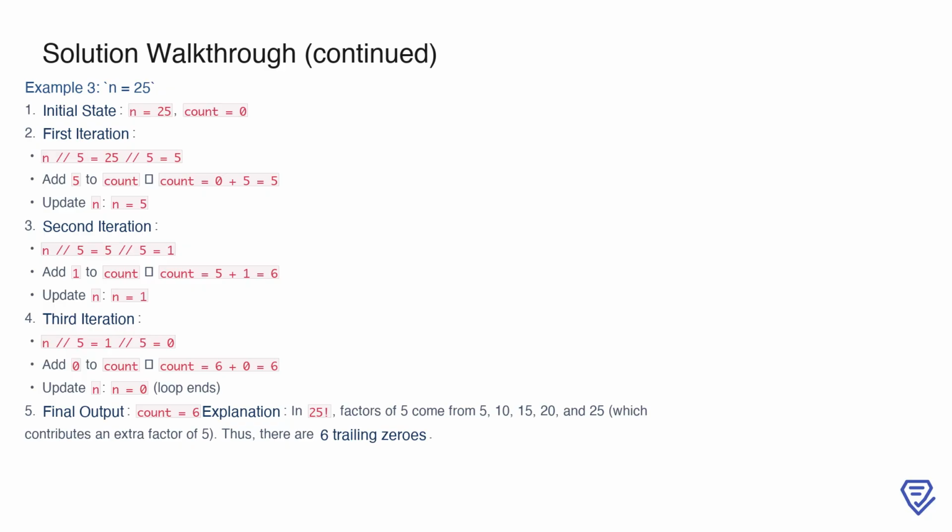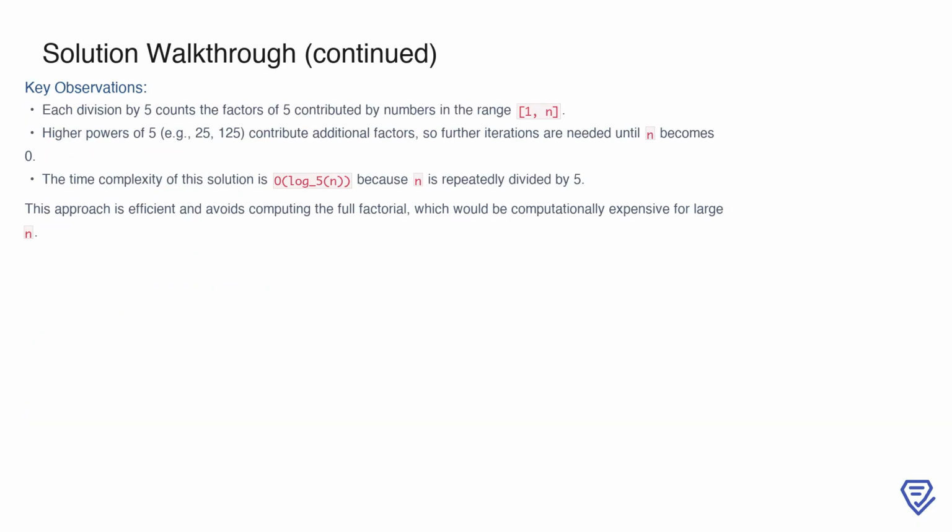This happens because numbers like 5, 10, 15, and 20 each contribute one factor of 5, while 25 contributes two factors of 5 due to it being 5 squared. This extra contribution from higher powers of 5 is why we need multiple iterations to capture all the factors. The key idea behind this approach is that each division by 5 counts all the factors of 5 contributed by numbers in the range from 1 to n. Additionally, higher powers of 5, such as 25 or 125, contribute extra factors, which is why we keep dividing until n becomes 0. This ensures we account for all factors of 5 efficiently.